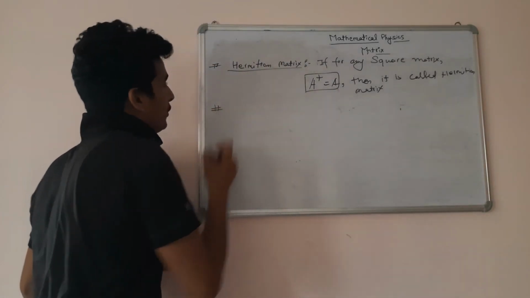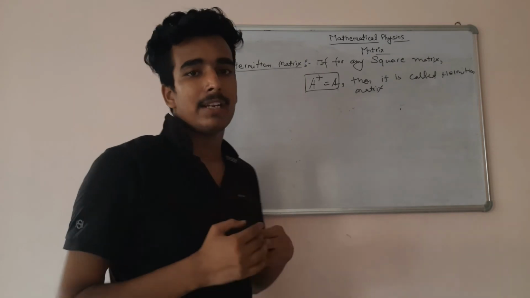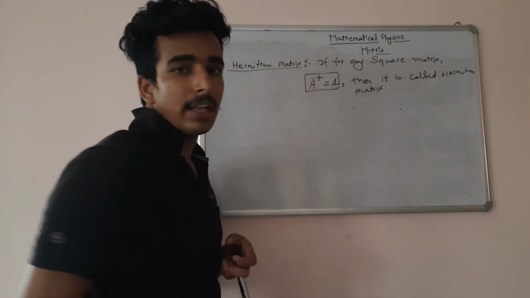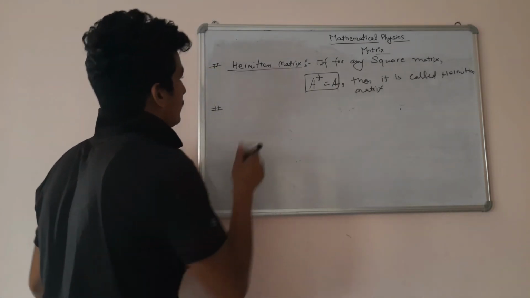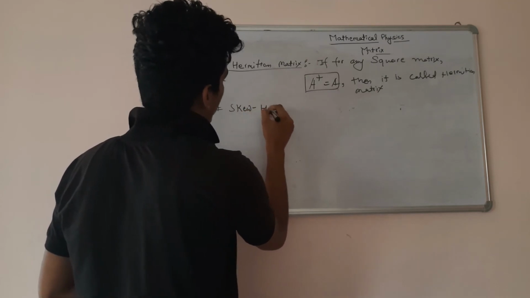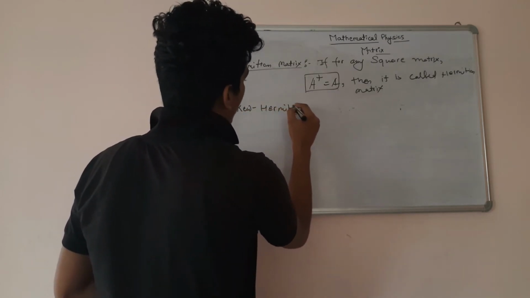This is quite equivalent to symmetric and anti-symmetric matrices, where the only difference is that here it is dagger and there it was the transpose. Now the second type is skew symmetric, skew Hermitian or anti-Hermitian.